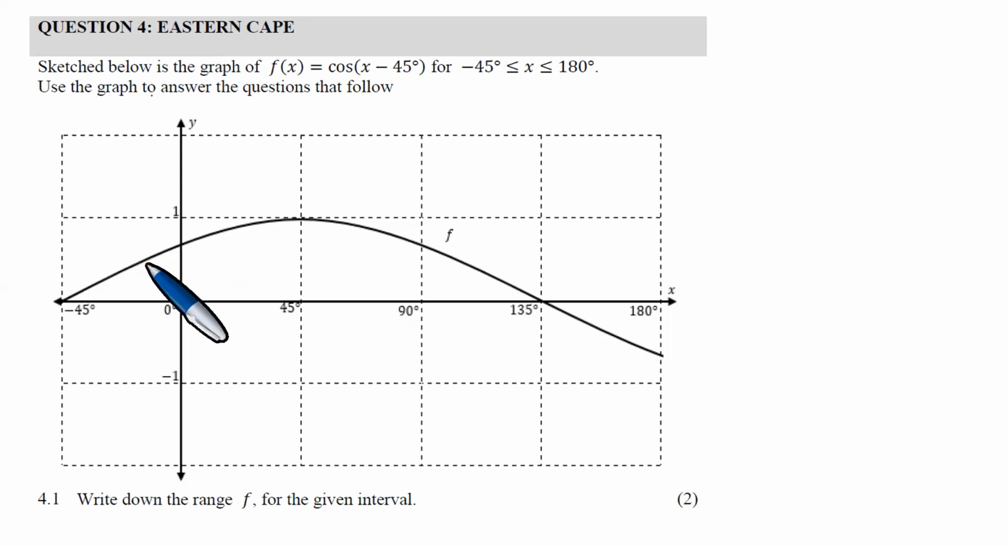This question is from the Eastern Cape province. They said sketched below is the graph of f of x equals the cosine of x minus 45 degrees for x between minus 45 and 180 degrees. Use the graph to answer the questions that follow. Write down the range of f for the given interval. So we're interested in writing down the range of f for the given interval.